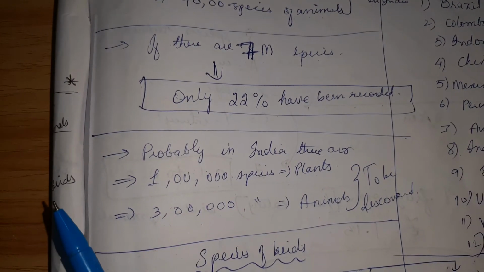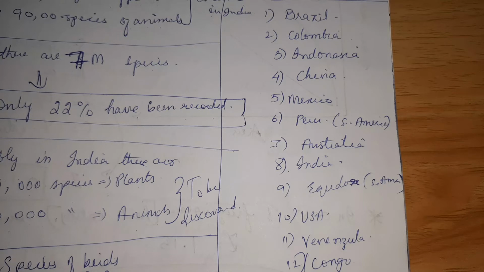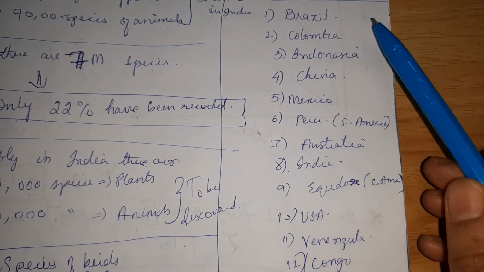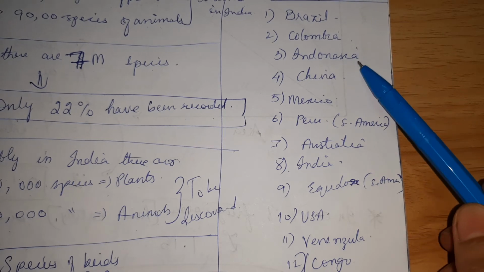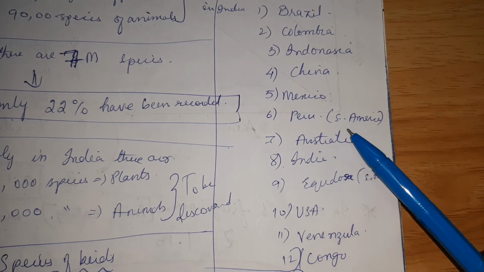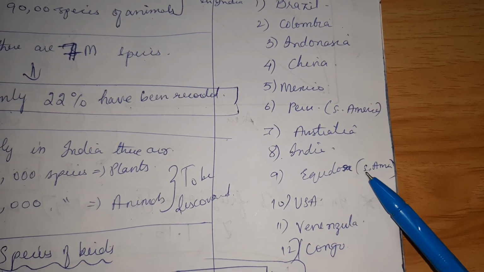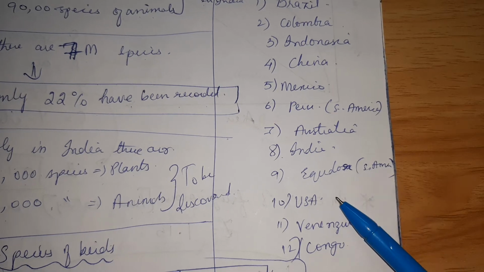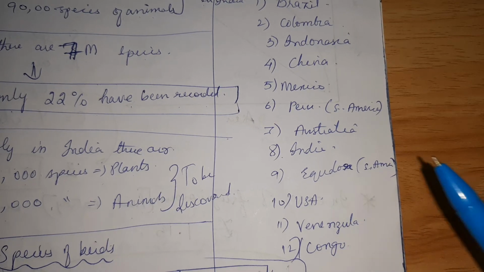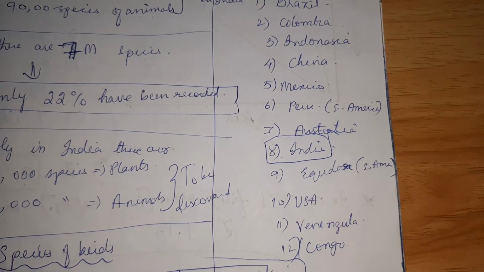But according to our prediction, almost 1 lakh species of plants and 3 lakh species of animals are present in India. These are the countries where the highest diversity is present. First, Brazil, then Colombia, then Indonesia, China, Mexico, Peru, located in South America, Australia, India, Ecuador, also located in South America, USA, Venezuela, Congo. And the position of India is number 8 in species diversity.